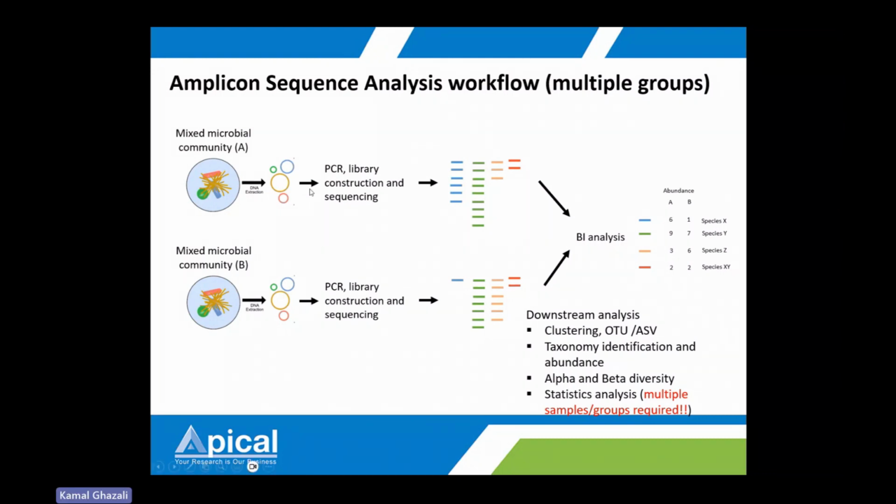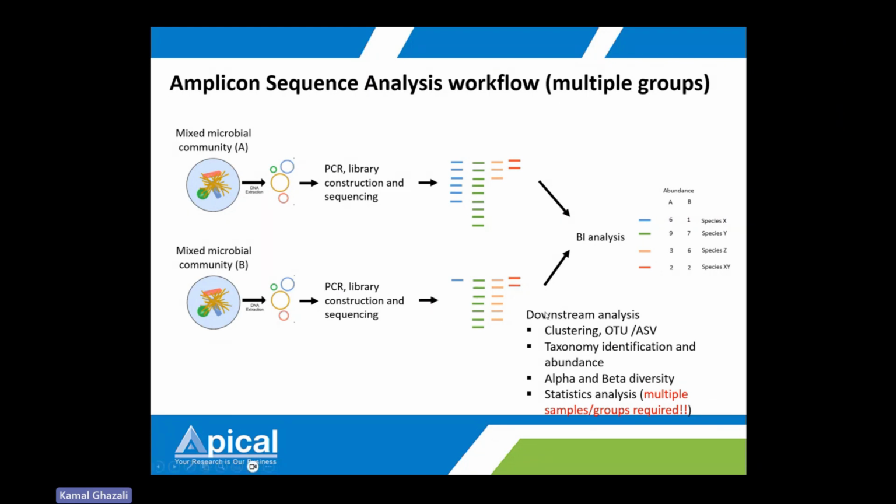Starting with microbial community A, for example, we will do the sample preparation. We extract its DNA and ensure its quality. Once it has passed, we can start with the PCR, library construction and sequencing. All of this is done separately.